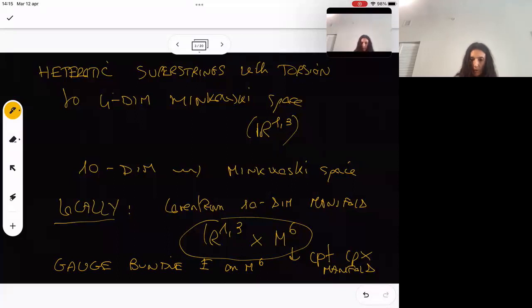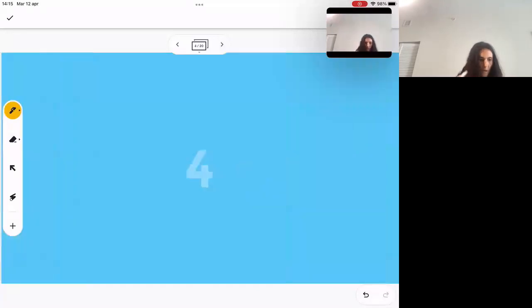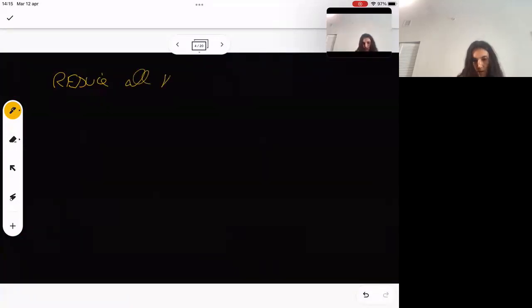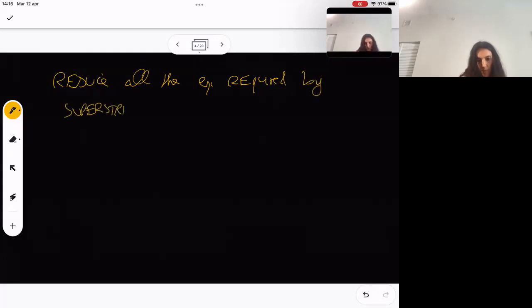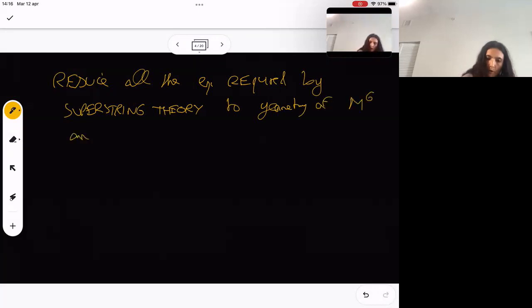The idea is to reduce all the equations required by superstring theory to the geometry of the compact six-manifold and the holomorphic gauge bundle.